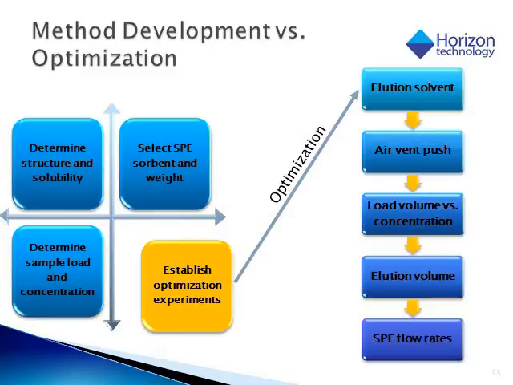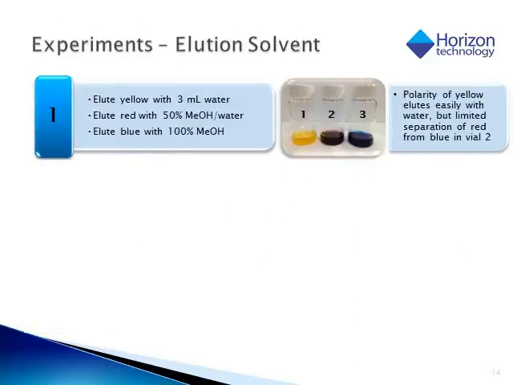So I looked at elution solvent, then air vent push, load volume versus concentration, elution volume, and finally SPE flow rates. In our first series of optimization experiments, the polarity of each of the solvents is utilized when determining the elution solvent. Experiment number 1 is the starting point for optimization.